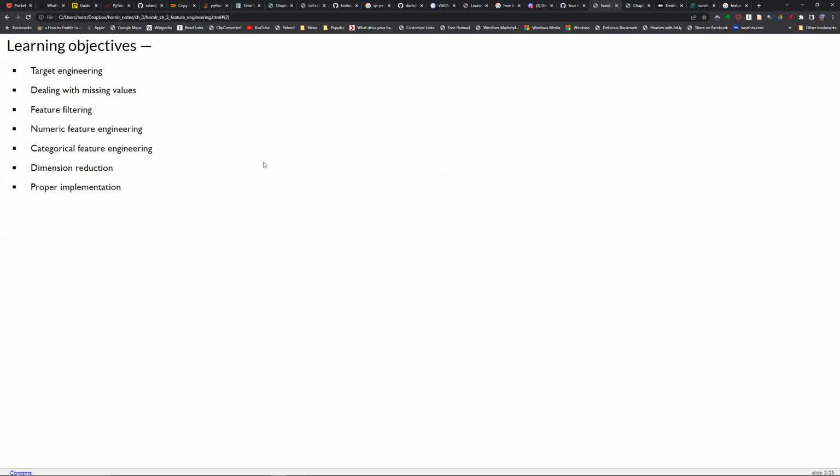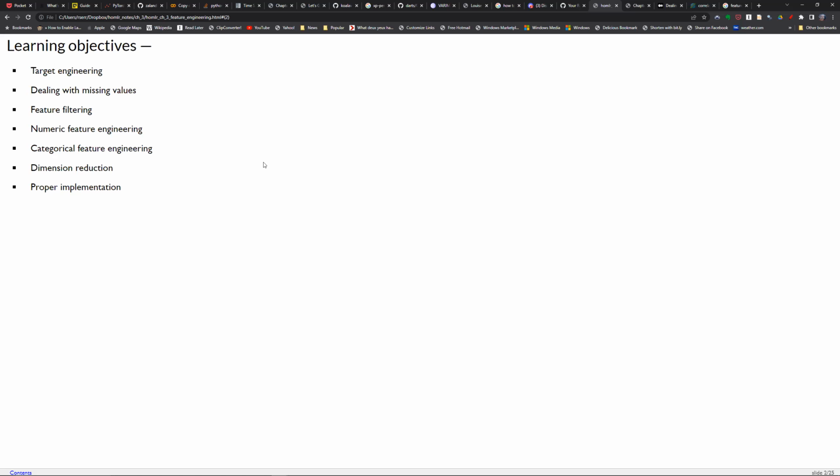The first one is target engineering. Then we're going to talk a little bit about how to deal with missing values. Then we're going to talk about feature filtering. In other words, feature filtering also means feature selection and some methods that are used to try to get the best features for our model.